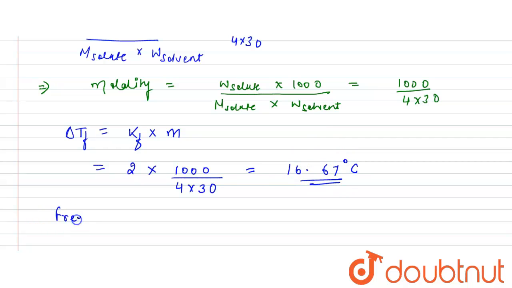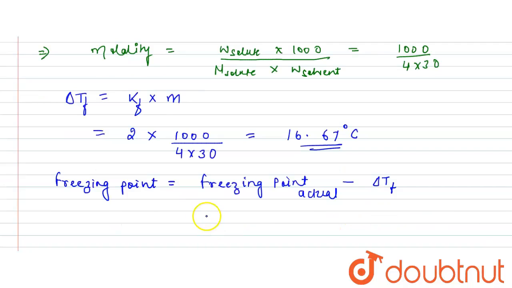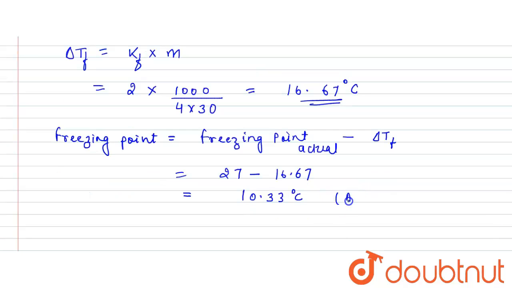So what will be the freezing point? Delta TF is the depression in freezing point. So the freezing point will be the actual freezing point minus delta TF, that is, you need to depress the actual freezing point by delta TF. So the actual freezing point was 27 degrees centigrade minus 16.7 degrees centigrade, which will come out to be 10.33 degrees centigrade, and this is the required answer for the given question.